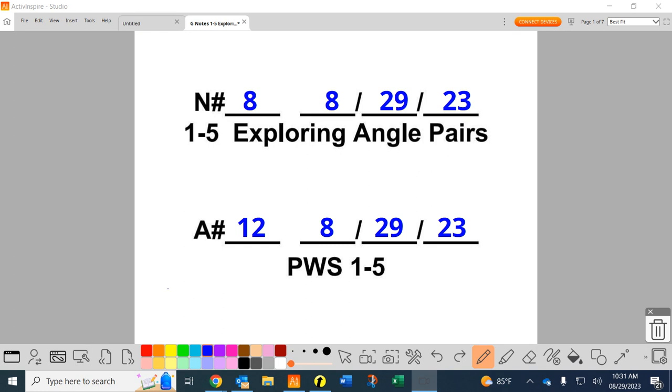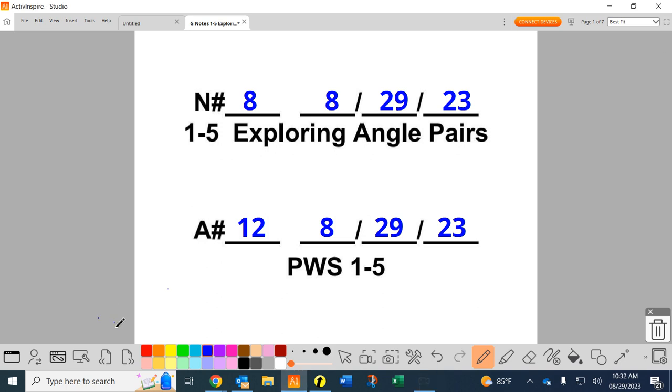Or if you're going to be adding them up to 180. That's what you've got to decide. That's what you're going to be using these for to solve with. Setting them equal, adding them up to 90, or adding them up to 180. And we're going to use all these definitions to get there. You're also going to have to be able to identify these. So let's start looking through these.